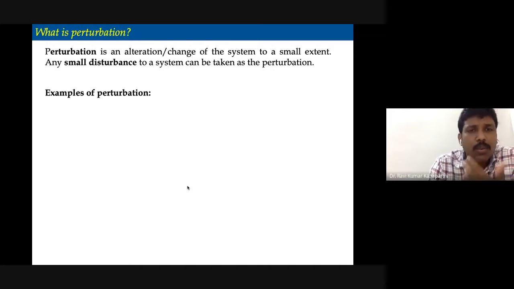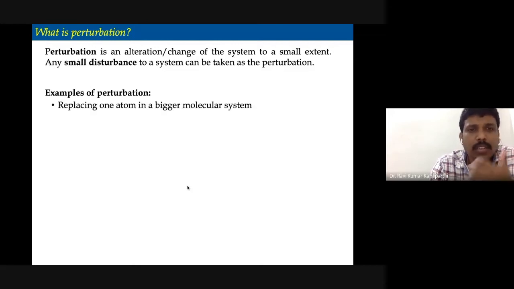Now, I was talking about what perturbation is. Perturbation is a small disturbance. Now in chemistry, at least, what types of things are taken to be a perturbation? One example I wanted to discuss is replacing one or two atoms in a much bigger molecular system. Recall the example I described of the particle confined to a one-dimensional box. I made the point that it is a model system of the conjugated molecules that we study in chemistry, right? It is a model system.